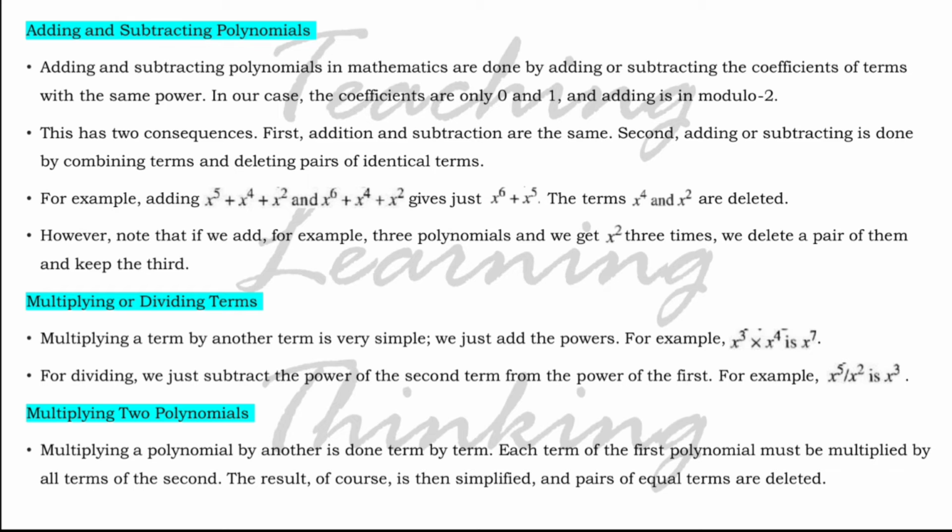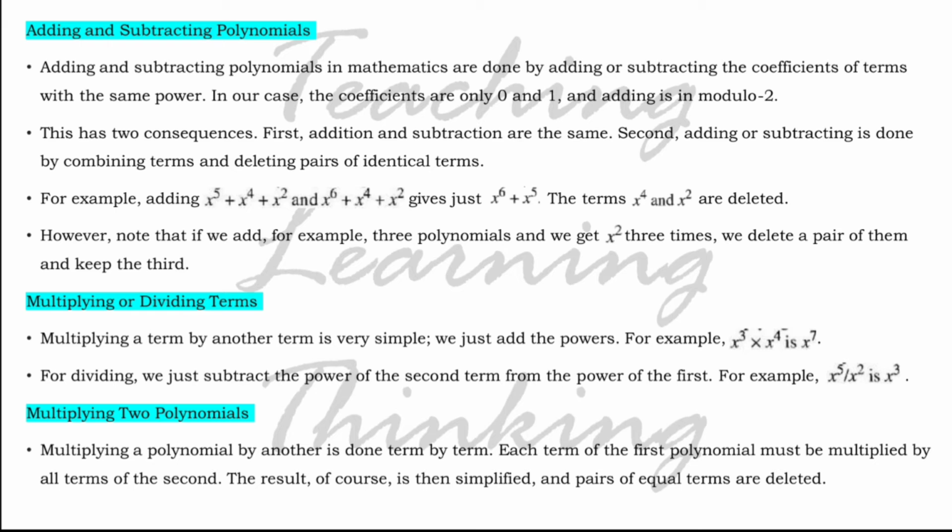For example, adding x raised to 5 plus x raised to 4 plus x raised to 2, and x raised to 6 plus x raised to 4 plus x raised to 2, just gives x raised to 6 plus x raised to 5. Since x raised to 4 and x raised to 2 are common in both, they are discarded as identical pairs. However, note that if we add, for example, 3 polynomials and we get x raised to 2 three times, we delete the pair of them and keep the third.